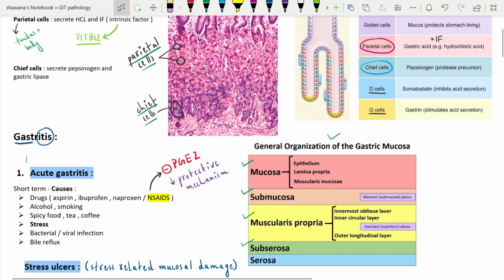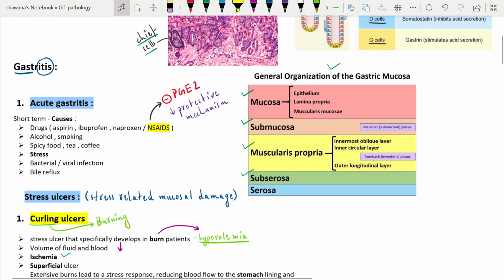So there are two types of gastritis, as you suggest: acute and chronic gastritis. First of all, we are going to discuss the acute, and then we will follow by the chronic. Acute suggests that it's short term. The gastritis is of short term, it's not of long duration. And causes are like drugs, I will explain them in a minute, alcohol, smoking, and spicy food, tea, coffee, also stress. Viral infections and bacterial infections can also be the cause of gastritis, also bile reflux.